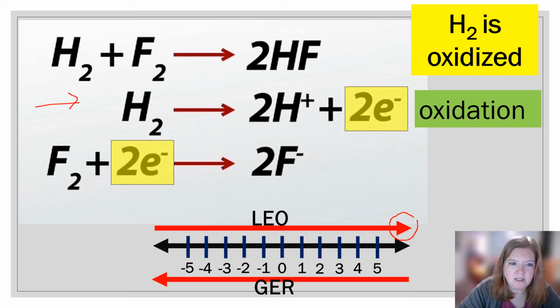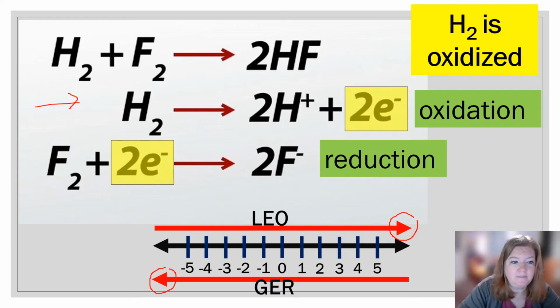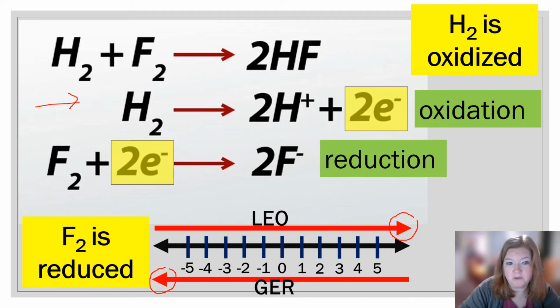So let's look at the next one. There's my electrons. Where are they? On the reactant side, this way. So that shows reduction. And the thing that's reduced has to be on the reactant side, so that's F2.